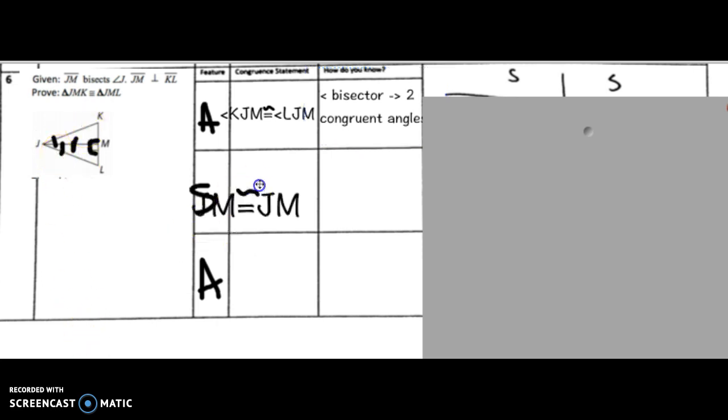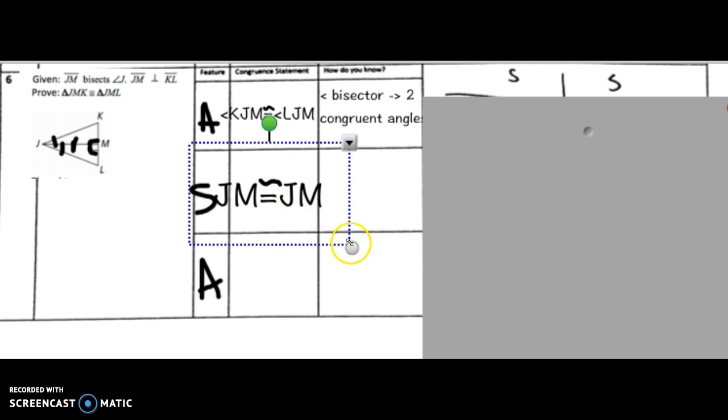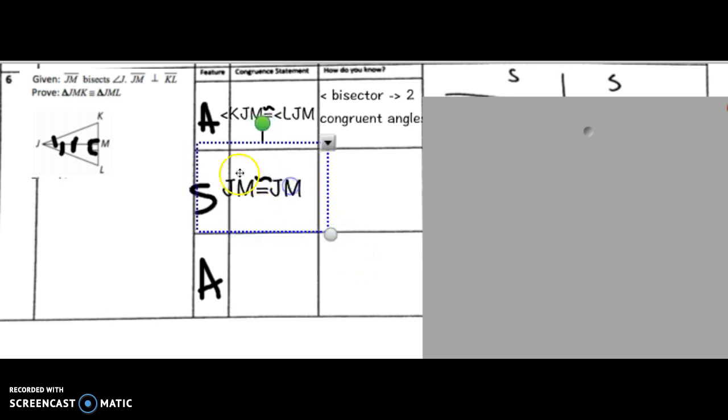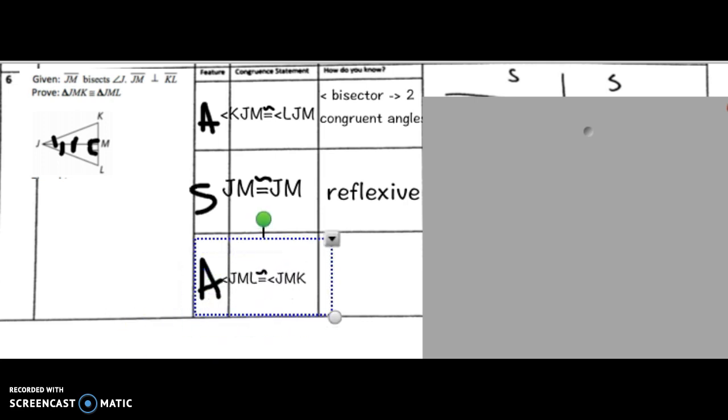For the side, we knew that we had an overlapping side, so JM was congruent to itself, and those should have segment bars above them. And that is by the reflexive property. And then we knew that angle JML would be congruent to angle JMK because those are right angles, and right angles are congruent. So that's my plan.